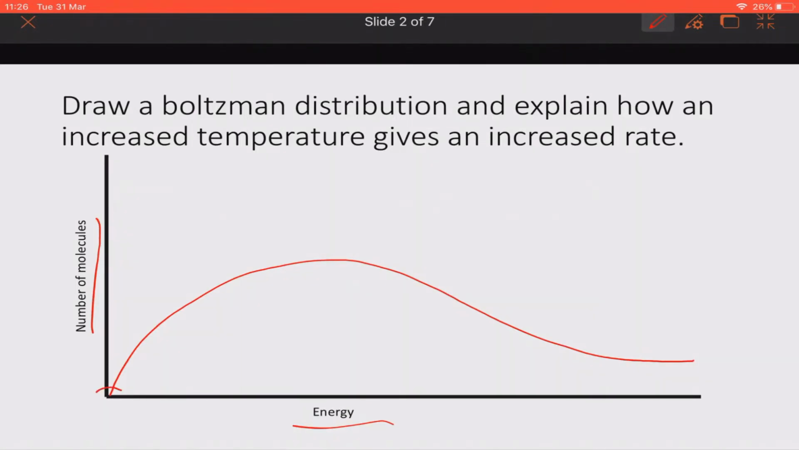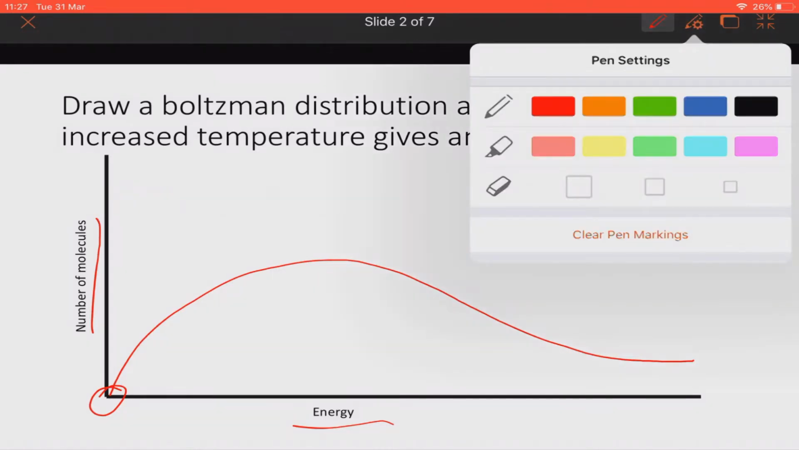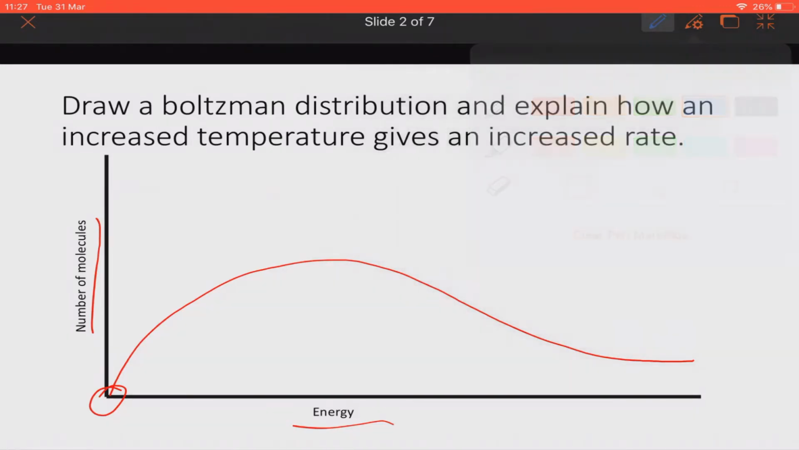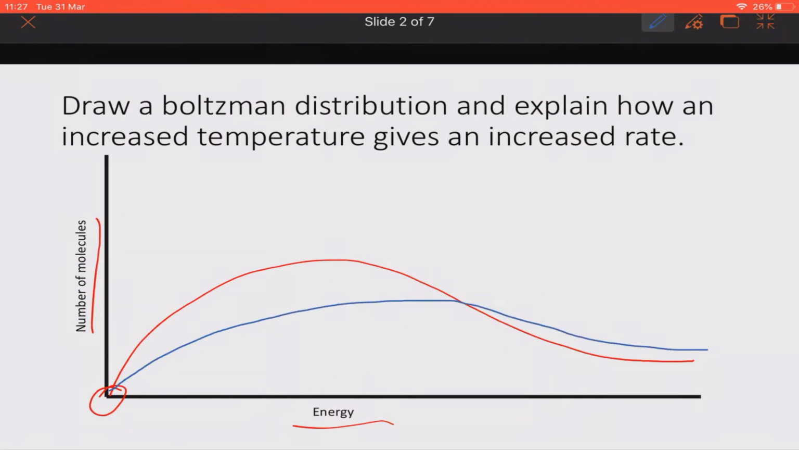The important thing is that down here it starts at the origin, so mine is a little bit dodgy, but that is because I'm using my finger on an iPad, and that we have a peak somewhere, and then as we tail off at the other end, that we never touch the x-axis. If we said that that is our low temperature, then our high temperature one should look something like that. The key point being that the peak is down and to the right. Everything has been broadened out.